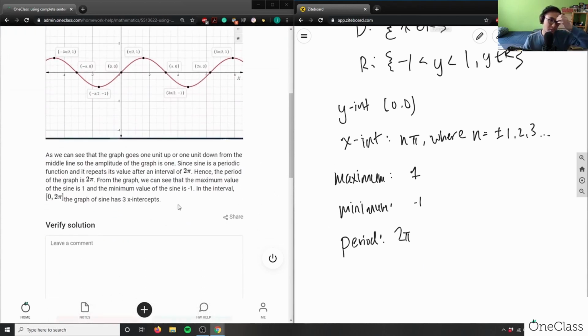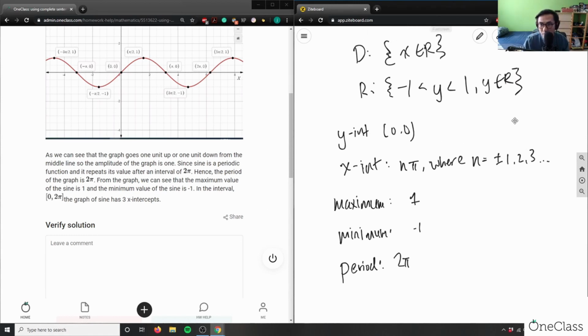So let's say, as we can see, the graph goes up 1 unit, down 1 unit from the middle line. So the amplitude of the graph is 1. That's good. Since sine is a periodic function, it repeats its value or cycle after a value of 2 pi. Hence, the period of the graph is 2 pi. From the graph, we can see the maximum value is 1, minimum is -1. And in the interval of 0 to 2 pi, the graph of sine has 3 intercepts. So this here is good.